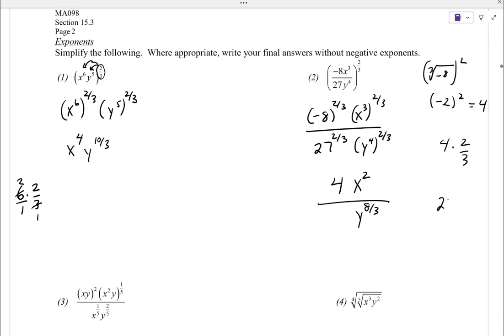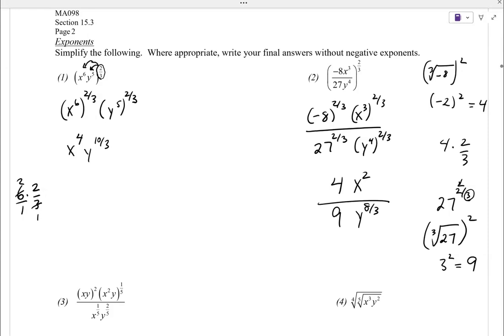So your 27 to the 2/3. Again, the 3 tells you to take the cube root, and the 2 tells you to square it. Do the cube root and then square. Cube root of 27 is 3. Square it, you get 9.